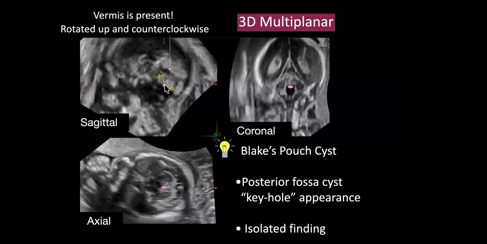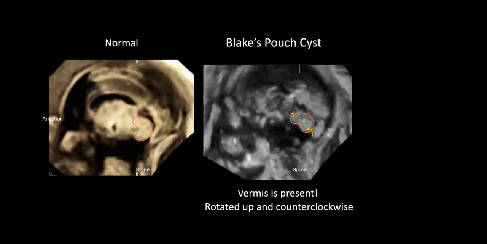The pink dot here is showing where this point is throughout different orthogonal planes. And this is the sagittal view as well as the axial view. So ultimately, the patient still had to go get an MRI to really ensure. This fetus ended up having a Blake's pouch cyst, which of course is an isolated finding, and typically these fetuses do well. And there you could see that. And just for comparison, normal and abnormal. So vermis is present.